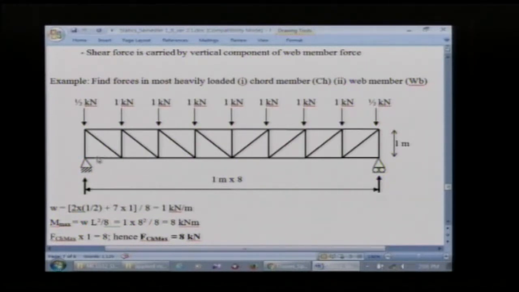So, then the uniformly distributed load, it so happens that this is 8 meters also. So, 8 kilonewtons divided by 8 meters will be 1 kilonewton per meter. So, the maximum bending moment at the center here will be WL squared by 8, that means 1 into 8 squared divided by 8, that means 8 kilonewton meters, right. So, this force times this distance will be equal to 8 kilonewton meters, right.